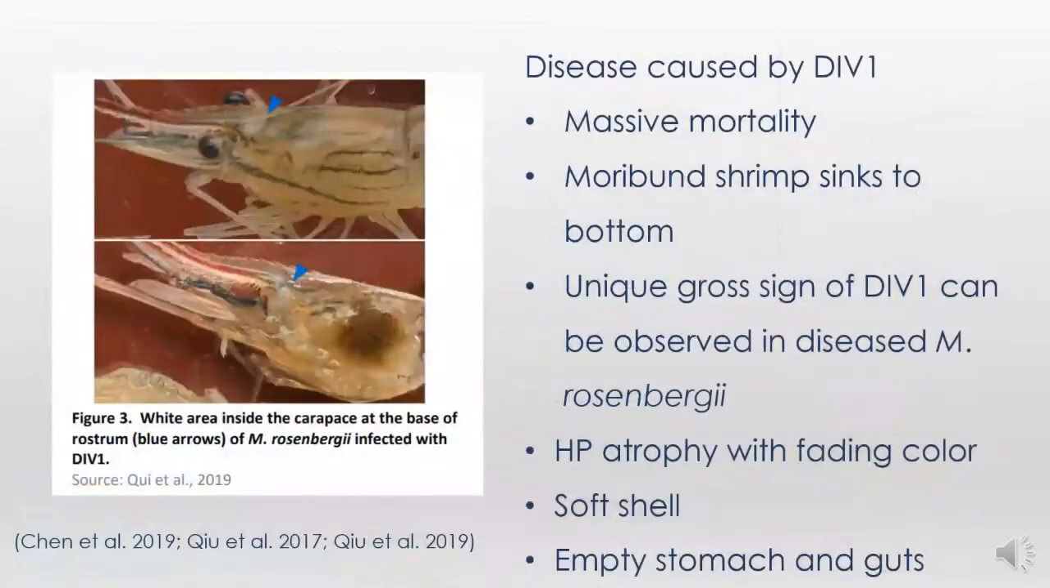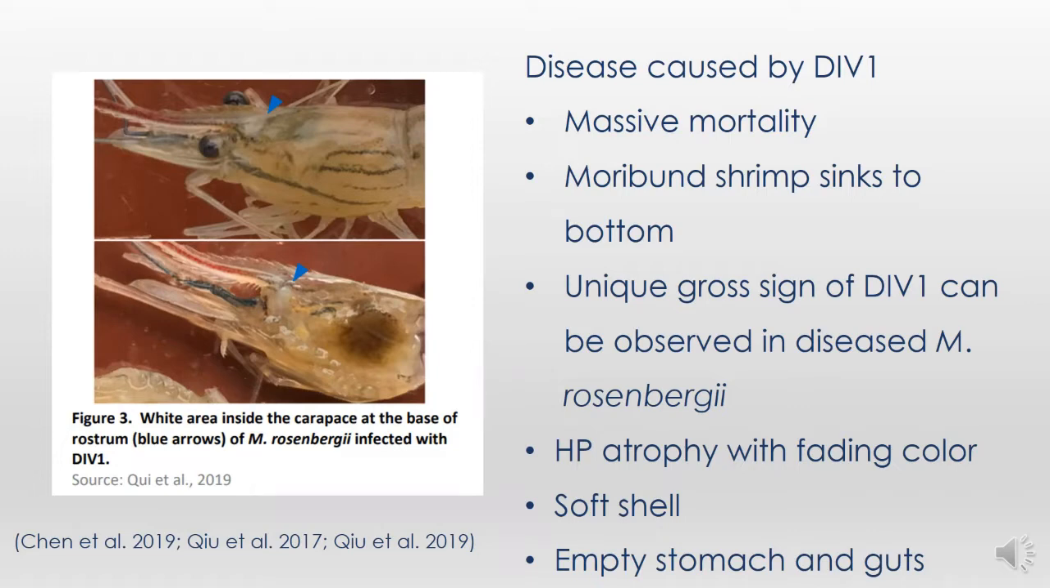The disease caused by DIV1 results in massive mortality accompanied by the gross signs of disease characterized by hepatopancreatic atrophy with fading color. The infected animal usually has a soft shell with empty stomach and guts. The moribund shrimp sinks to the bottom, and the mortality in the pond can be up to 80%.